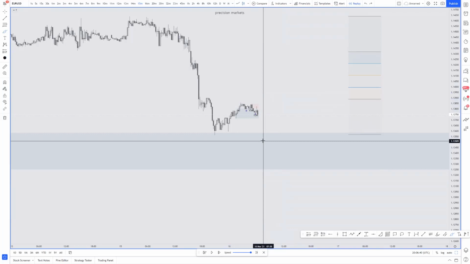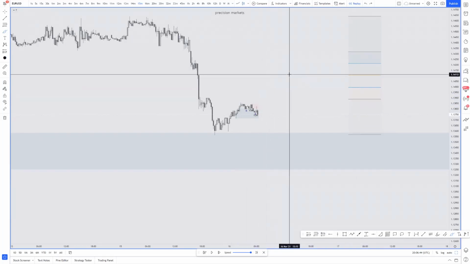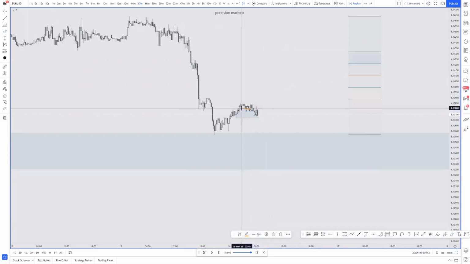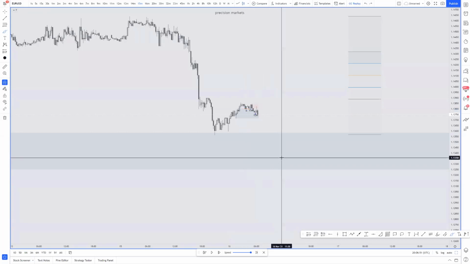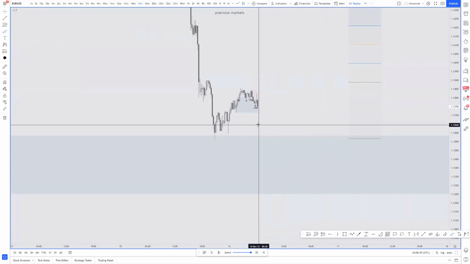So the thing we start doing is looking at who's in control. In this case, right now, supply is in control. A, we're bearish. B, we just broke a demand and we just broke a second demand. So this is on the 15.